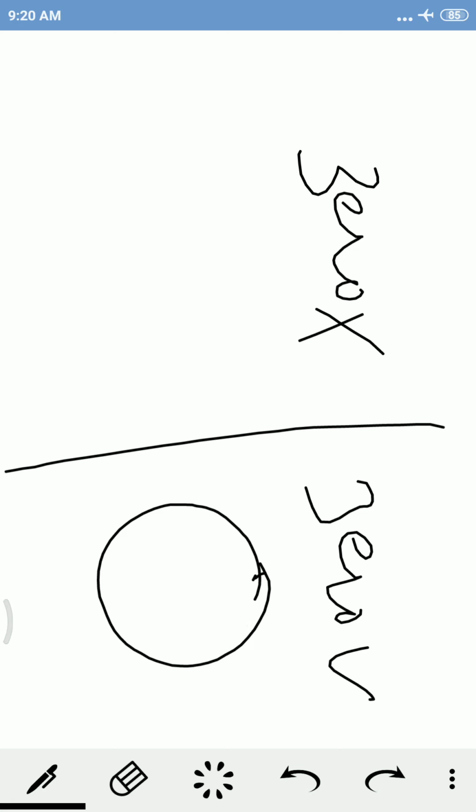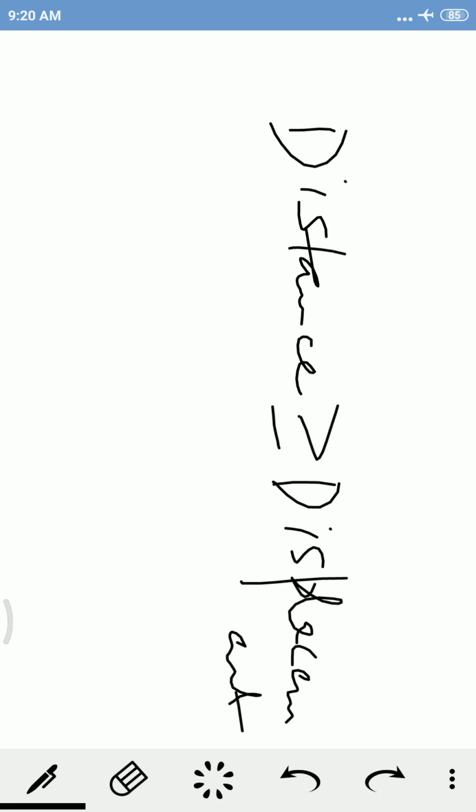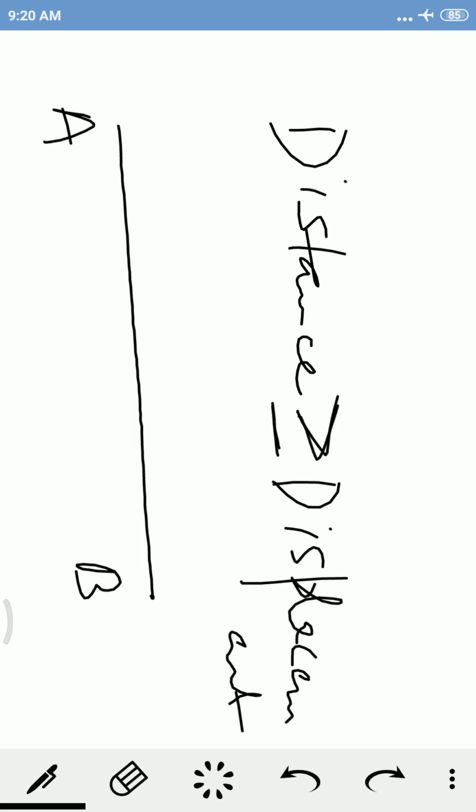If the object reaches its initial position again, the displacement will be zero, but the distance cannot be zero. And one more very important difference is that distance will be greater than or equal to displacement. It cannot be less than displacement. Suppose an object is moving in a straight line. It starts from point A and reaches point B.